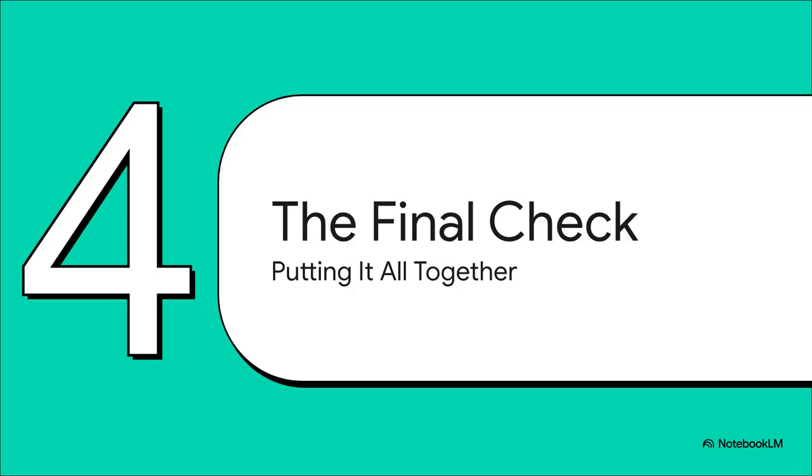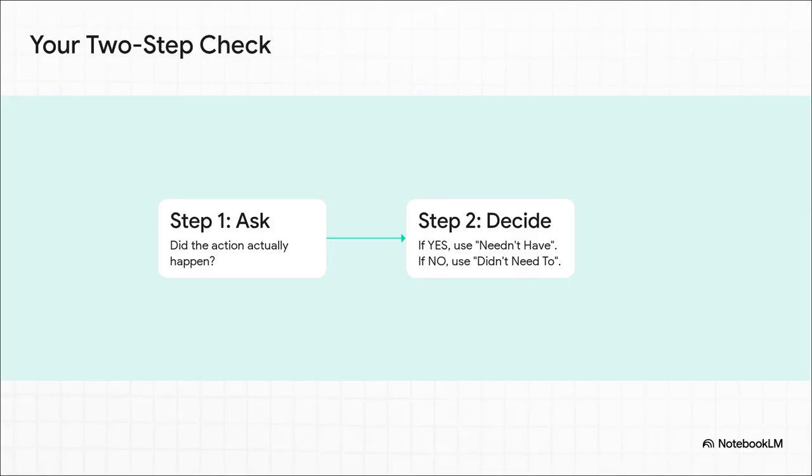All right, we're on the home stretch now. Let's do a final check to put all of this together. We're going to wrap this up with a super simple tool that you can use anytime you're stuck. Okay, if you remember just one thing from this whole explainer, make it this. It's your two-step check. Step 1, just ask yourself, did the action actually happen? Step 2, if the answer is yes, you're going to use needn't have. If the answer is no, you use didn't need to. That's it. That's your little mental shortcut.